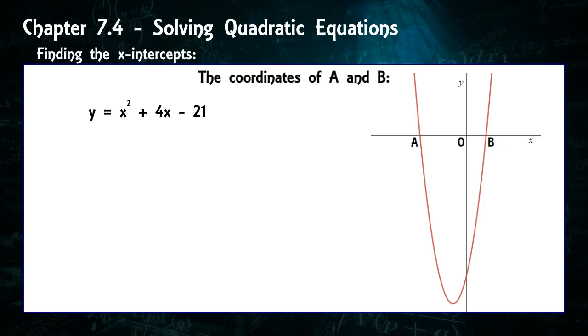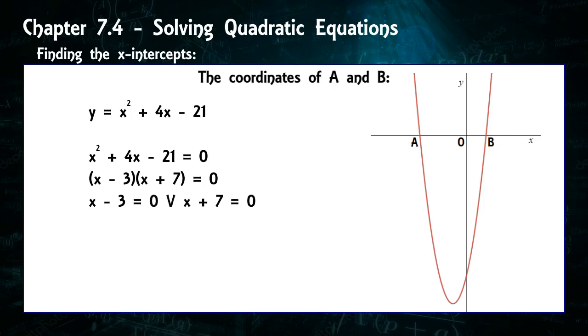As both A and B are on the x-axis, we know that their y-coordinates are 0. So we set our formula equal to 0. X squared plus 4x minus 21 is equal to 0. We then factorize our equation and receive x minus 3 times x plus 7 is equal to 0. Going further, we make x minus 3 is equal to 0 or x plus 7 is equal to 0, meaning x is 3 or x is minus 7.